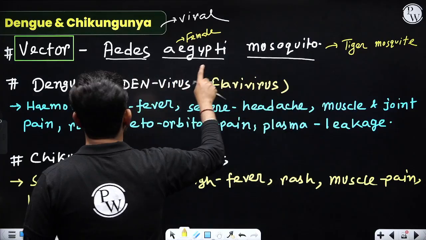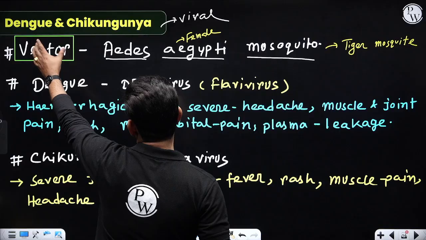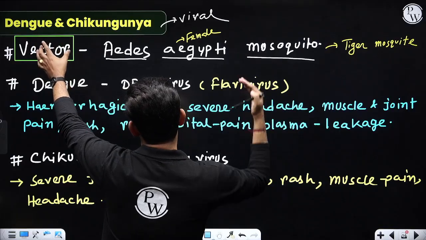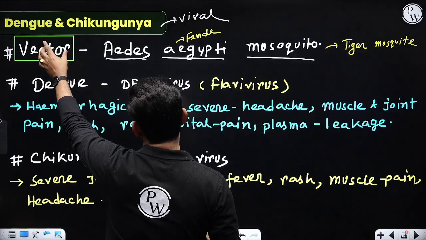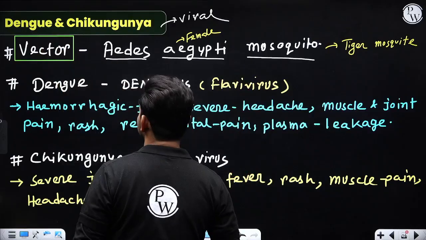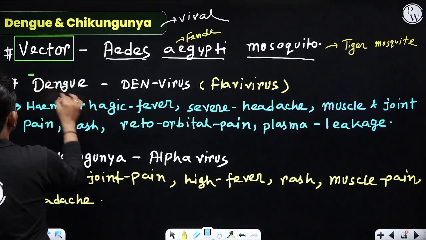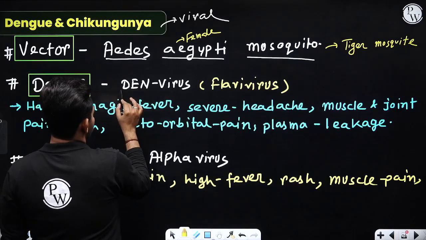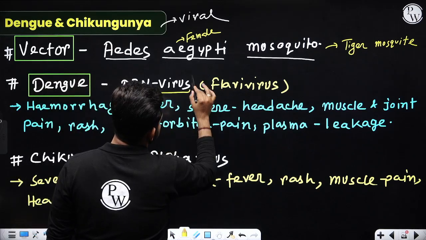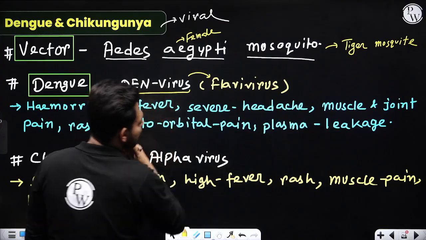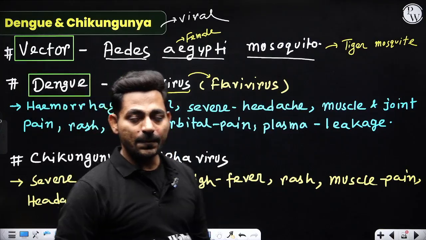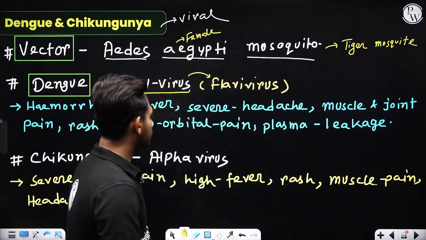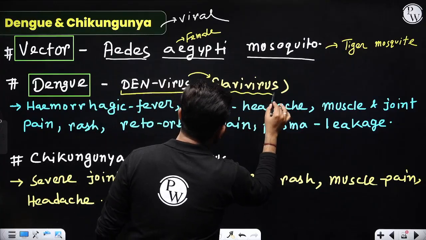So when an Aedes aegypti mosquito bites us, we may get the disease, if they are carrying the viruses of dengue and chikungunya. Now first we will talk about the viral disease called dengue. The pathogen is called dengue virus. They belong to the family flavivirus. So dengue viruses are basically flaviviruses.